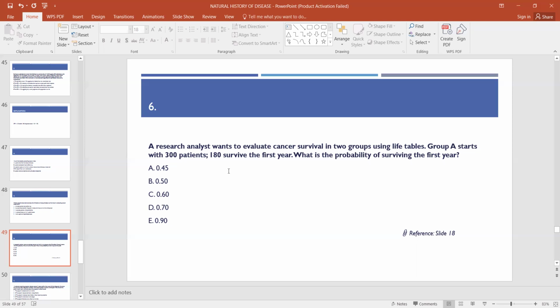C is the right option. The 180 patients who survived after the first year divided by the total of 300 patients gives 0.60.